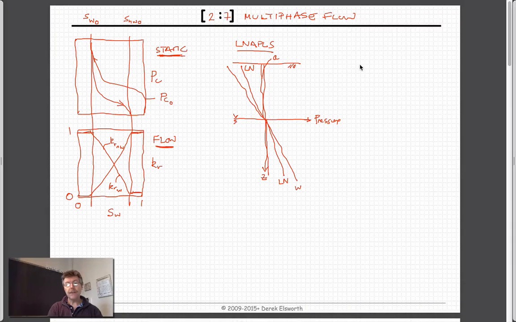So if we have a system which is just air and water, then this is the water curve. Capillary pressure, by definition, is equal to the difference between the pressure of the non-wetting fluid minus the wetting fluid. The non-wetting fluid would be air. The wetting fluid would be water.